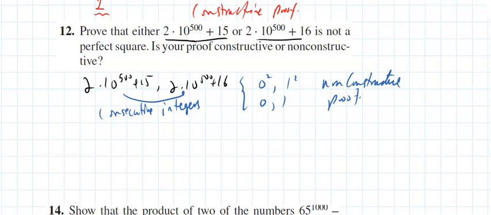You say those are consecutive. Besides 0 and 1, there are no other consecutive perfect squares, right? So therefore, the two consecutive integers could not both be perfect squares. That means either this or this is not a square. If one of them is, the other one isn't, because they're consecutive integers and they're not 0 or 1. Let's move that bottom one up.